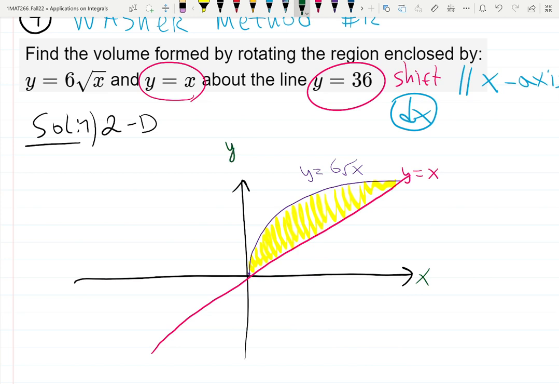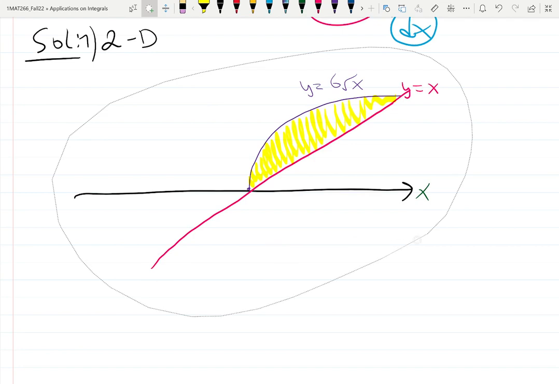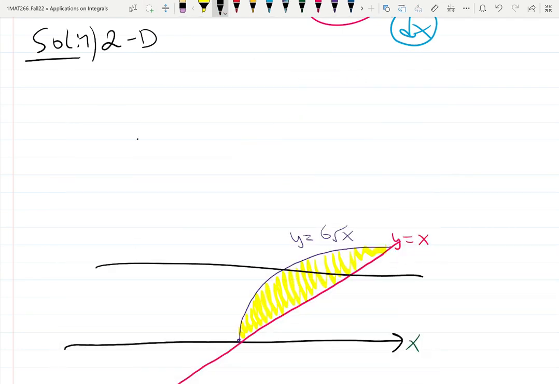But we are actually rotating about y equals 36. You need to decide if this line y equals 36 is crossing the region or not crossing it. Smartly enough, it is higher than the whole object. So I need to actually move this picture down. How do I know? What if it's like over here? Is it?